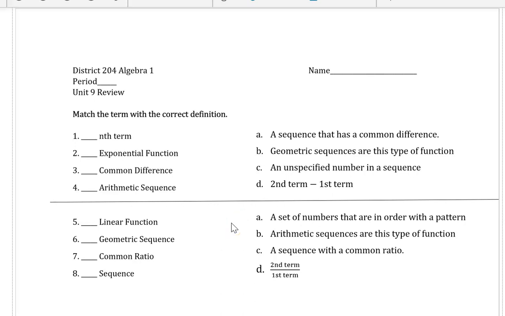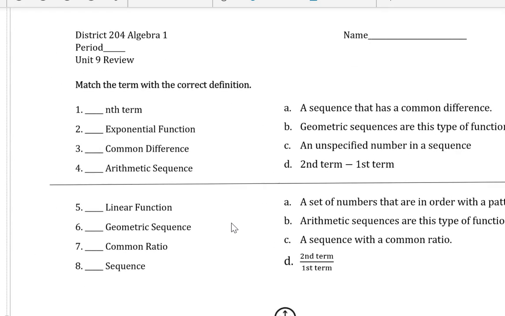So, taking a look at our Unit 9 review here. First thing we're going to start with is our vocab. So we see it's broken up into two chunks. So let's go. We have a sequence that has a common difference. Well, that is our definition of an arithmetic sequence.